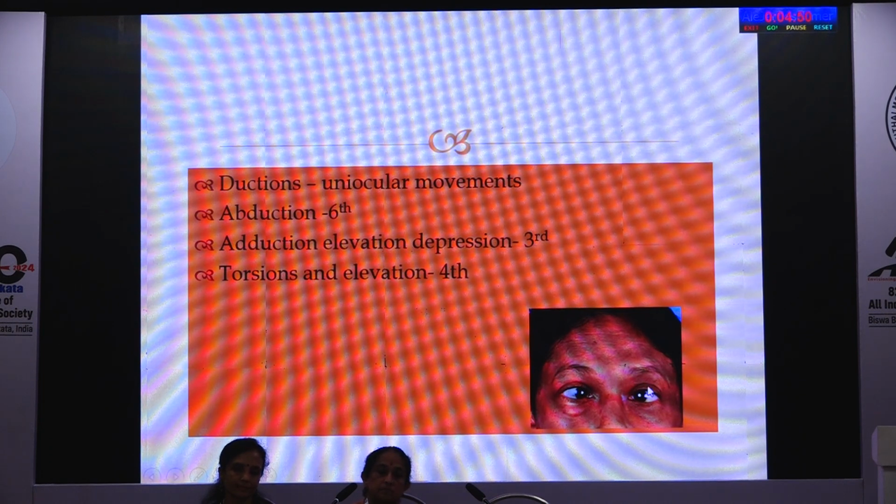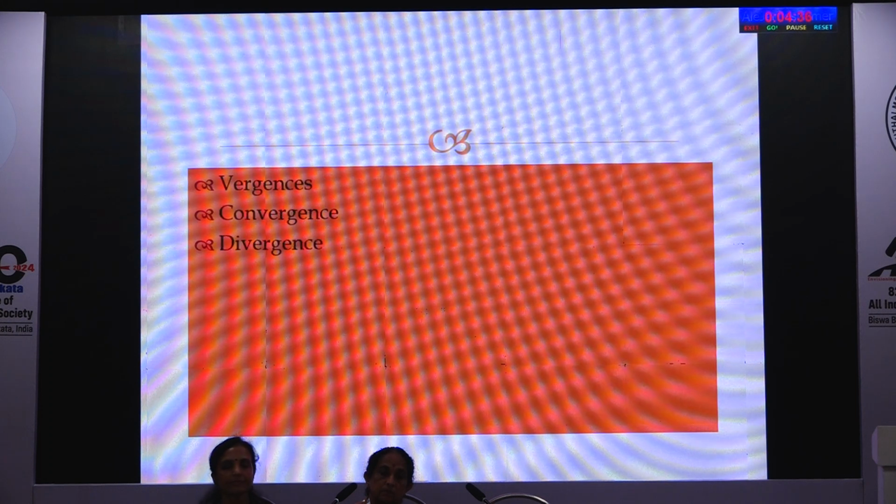Now ductions, obviously, are uniocular movements, and with very obvious changes like this, where you can see a very significant limitation of the abduction, which is obviously due to an abducens palsy, you can get an immediate diagnosis with just assessing the duction. And third nerves usually affect adduction, elevation and depression, and fourth nerves torsions.